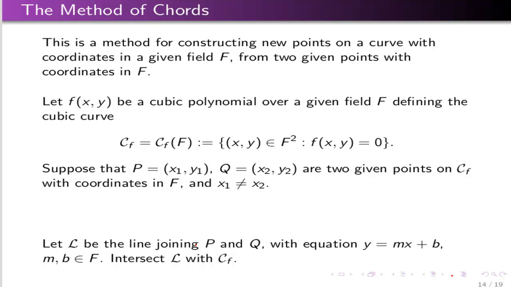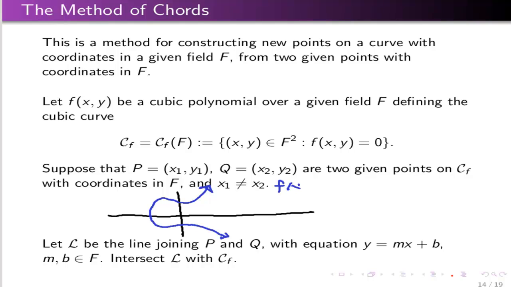All right, the method of chords. So here we start with 2 points on the curve, capital P and capital Q, and I draw a line joining those 2 points and intersect it with the curve. So let's just draw a little picture right here. So maybe we have a cubic curve that looks something like this. It's an example of a cubic. So this is our f of x, y equals 0.